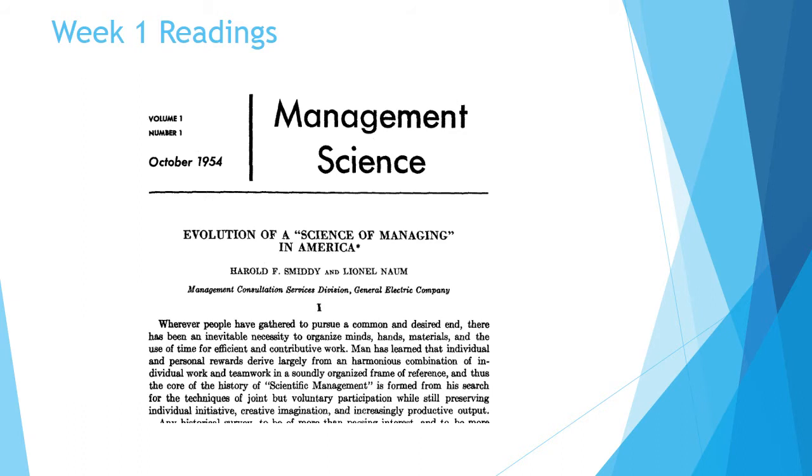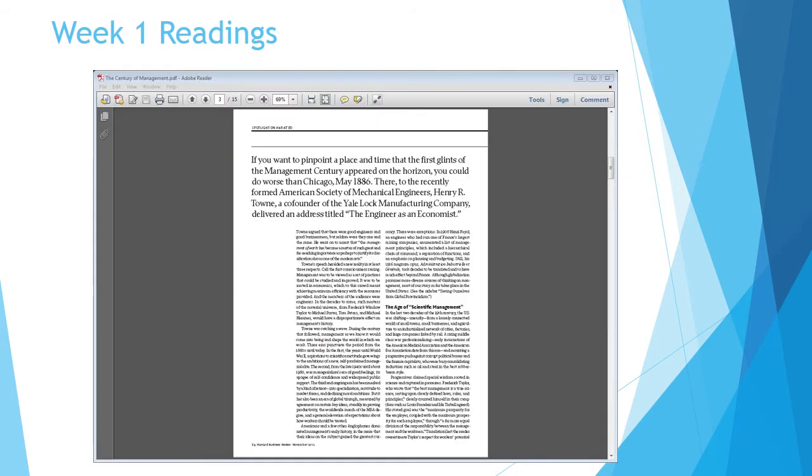This week we have some readings. We've got a 1954 article from Management Science Journal on the evolution of science of managing in America. Then we have an article from the Harvard Business Review published in 2012 called The Century of Management, which again gives a different perspective, but should be consistent with the first article, which tries to lay out how our thinking about management has evolved over the past 100+ years.